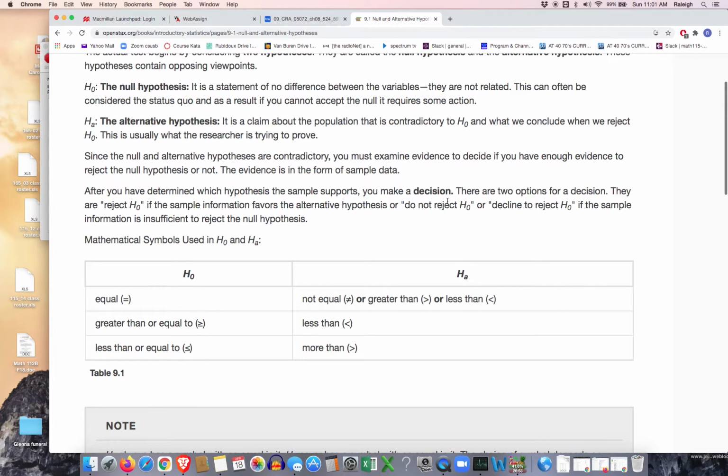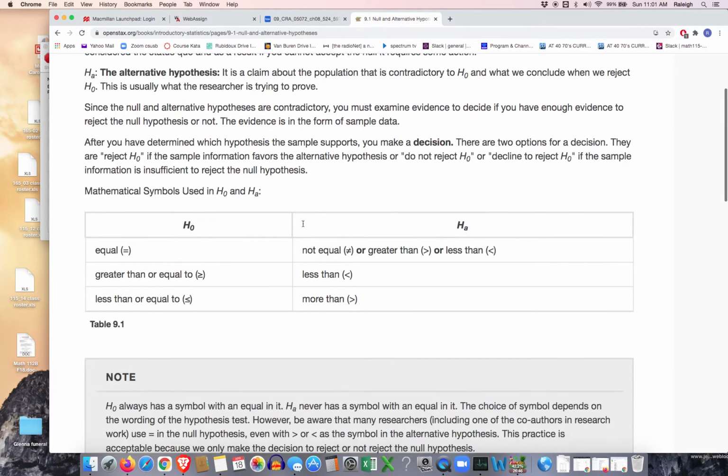You do have to make a decision. It's like you're the umpire, you're the referee. You get to make the call based on the available data. And so you reject H0 if the sample information favors HA, the alternative hypothesis, or do not reject H0 if the sample is insufficient to reject the null hypothesis, meaning that then you would have to prefer H0.